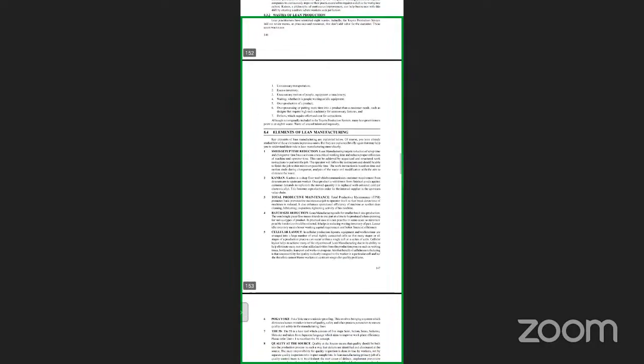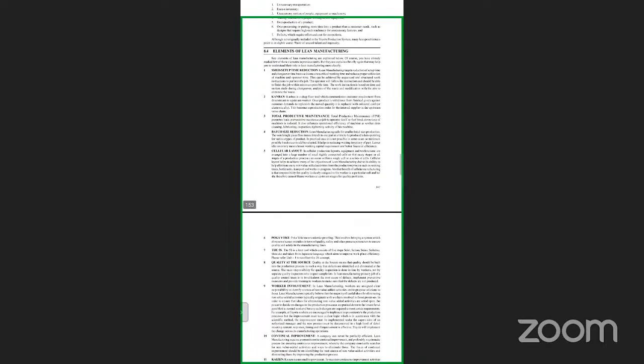Next, we have elements of lean manufacturing. Under that, the first one is SMED, or setup time reduction, which tries to reduce the setup time and also changeover time, because it consumes critical working time and reduces proper utilization of machine and operator time.